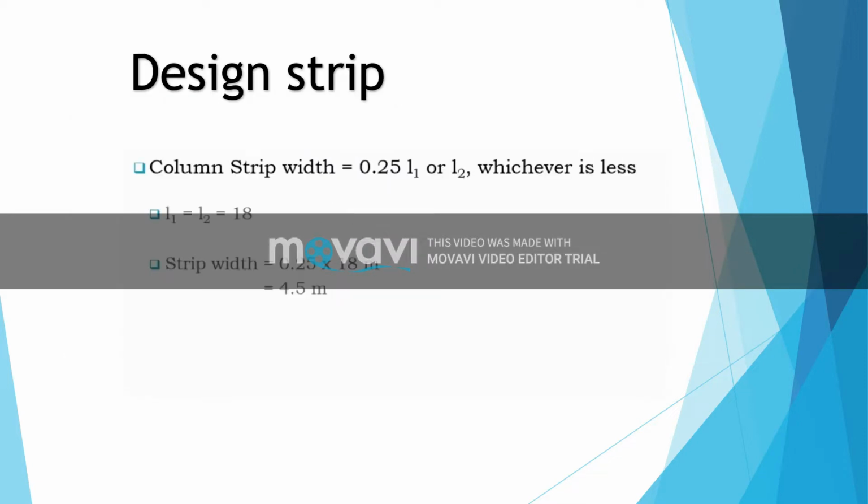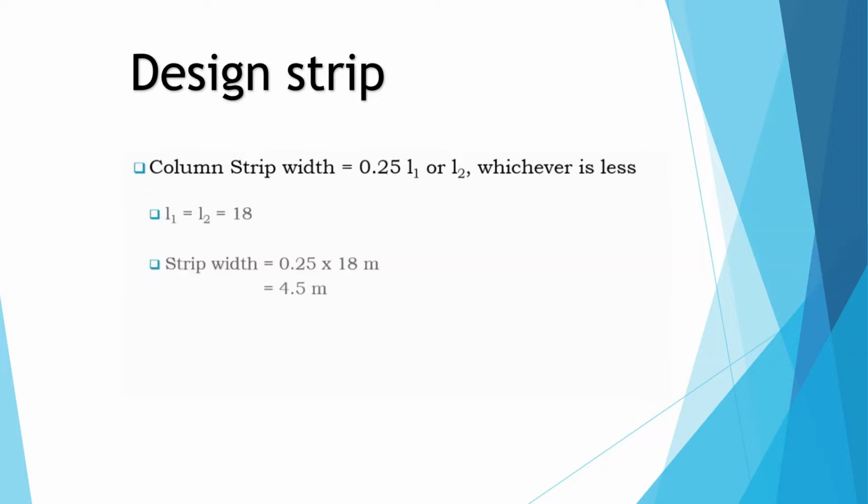The base slab is 18 meters in both x and y direction. So considering 18 meters, the design strip width comes out to be 4.5 meters. Since there is no provision for considering the strip width, we can allow a lesser value of 4 meters.